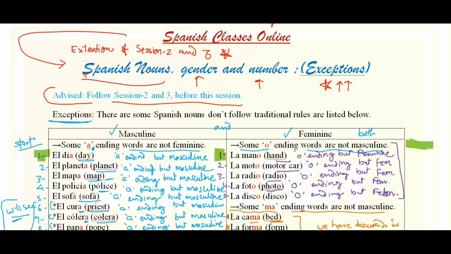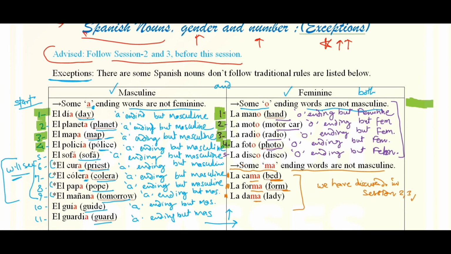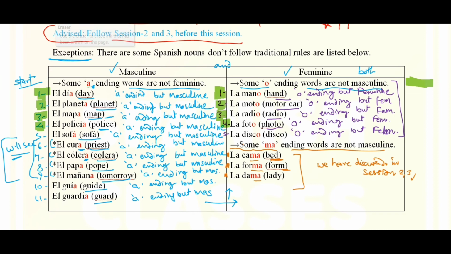El día, day. La mano, hand. El planeta, planet. La moto, motor. El mapa, map, la radio, radio, el policía, police, la foto, photo, el sofá, sofa, la disco, disco, el cura, priest, el cólera, cholera, el papa, pope, el mañana, tomorrow, el guía, guide, el guardia, guard, la cama, bed, la forma, form, la dama, lady.